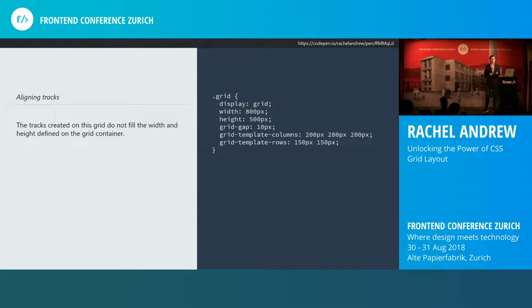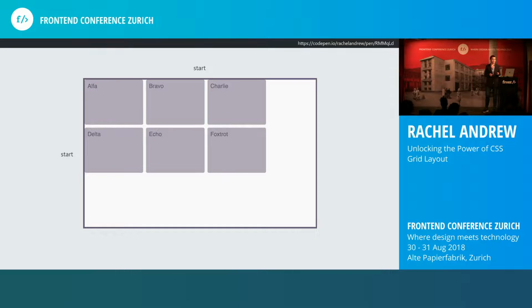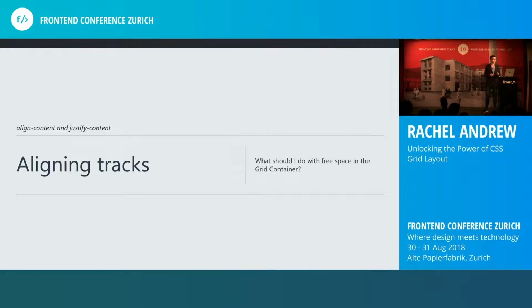By default, tracks are aligned to start in both rows and columns. They'd be like this if we were working in English, up in the corner, and the white space there is our spare space. So the content properties deal with free space. What do we want to do with that leftover space? Align content and justify content.